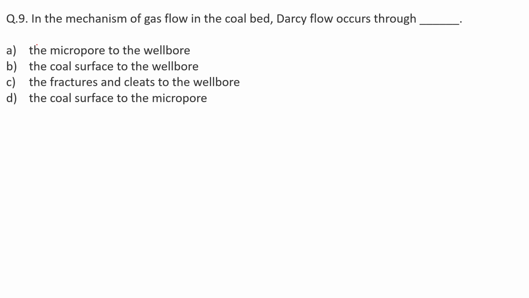Next question, question number 9, is that in the mechanism of gas flow in coal bed, Darcy flow occurs through which of the options: A, the micropore to the wellbore, option B, the coal surface to the wellbore, option C, the fractures and cleats to the wellbore, or option D, the coal surface to the micropore.